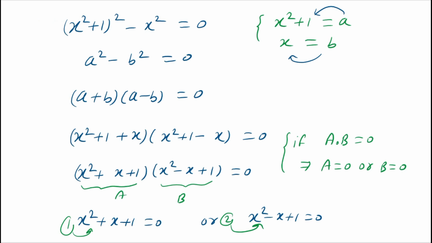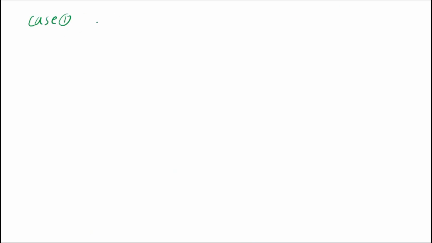And case first is x square plus x plus 1 equals 0. We have a quadratic equation here. So first, the value of a is 1, the value of b is 1, and the value of c is 1.